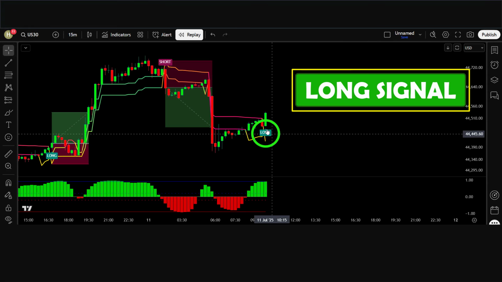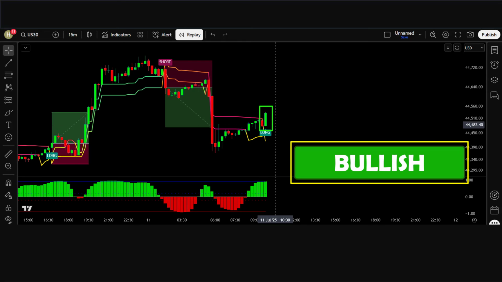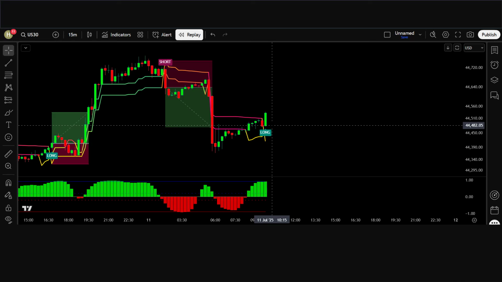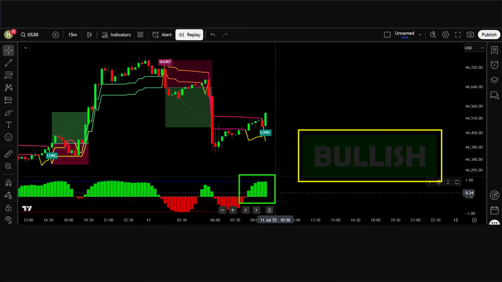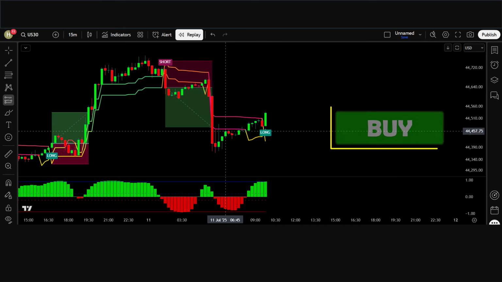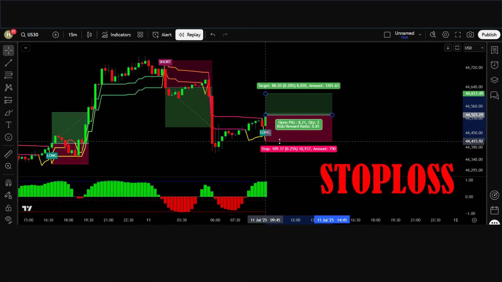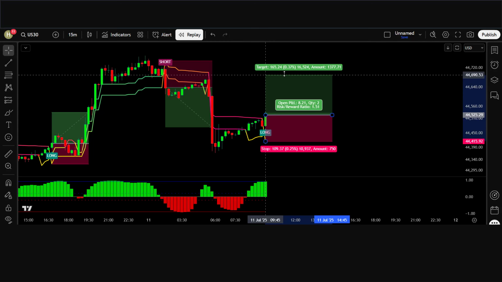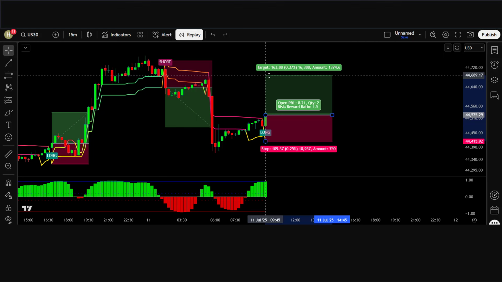When the ATR V-Stop Cloud indicator gives us a long signal, when the market has created a bullish candle, and when the columns of the Premier Stochastic Oscillator indicator are bullish, so all these conditions are met, then we have to take a buy order. Place your stop loss below both volatility stop lines. And the risk to reward ratio will be 1:1.5.